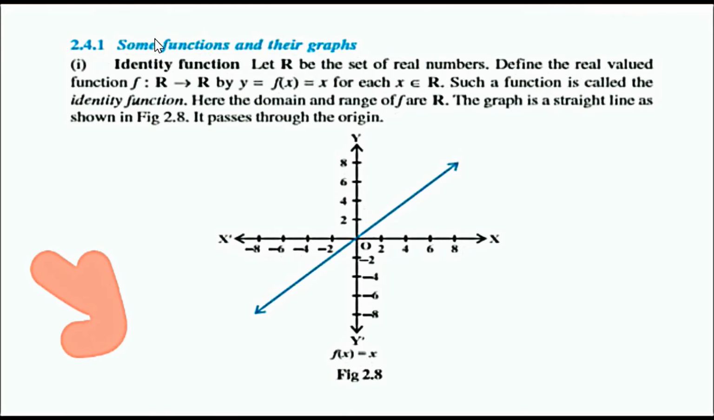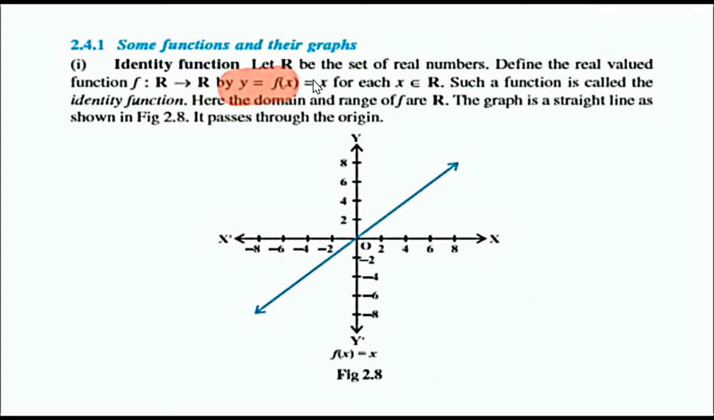So the identity function we can formalize like this: let R be the set of real numbers. We define the real valued function like this: f colon R to R. This is the mapping from R, that is real numbers, to real numbers. The input is a real number, the output is a real number, but we'll talk about the domain and range. So domain and range are different.